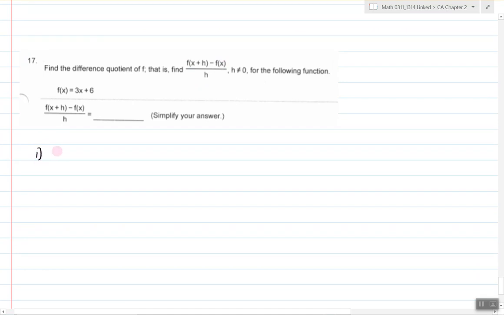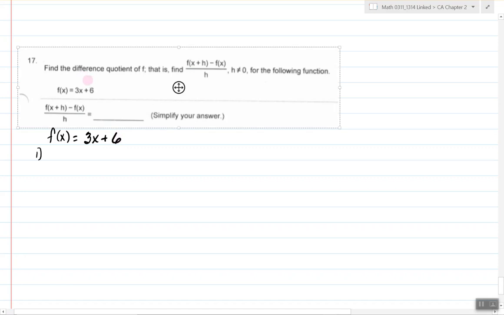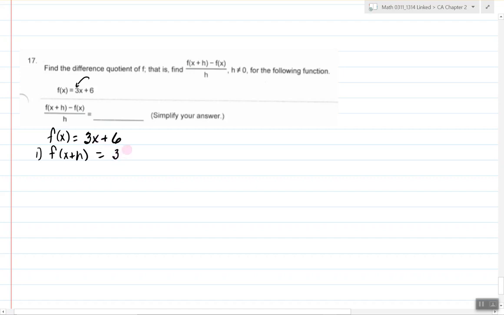Step 1, I'm going to find, let me write down the function. F of x is equal to 3x plus 6. Do you remember that my answer ought to be 3? Well, let's see. I have f of x plus h. Okay, I'm supposed to put x plus h in the place of x. 3 parentheses x plus h plus 6. That gives me 3x plus 3h plus 6.